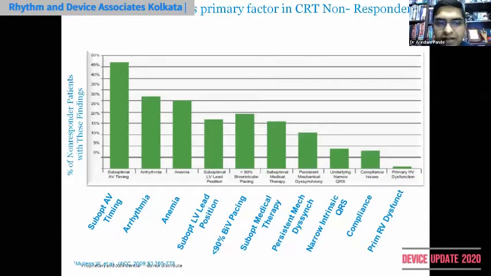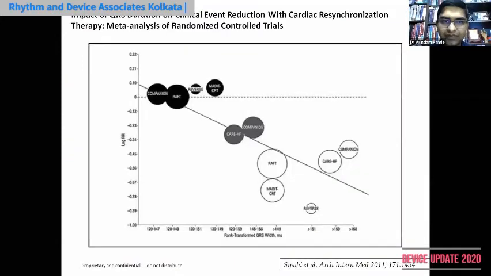So what are the causes of non-response? Most important, Dr. Jadhav has also shown this slide. Suboptimal AV timing is probably the most important factor responsible for non-response of CRT patients. At the same time, it is the QRS duration of the post-CRT patient which is probably the most important predictor of a successful response.